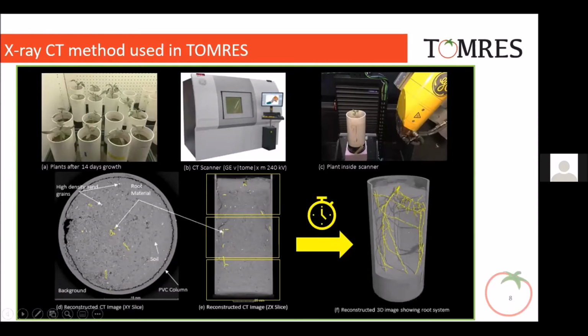So once we have our plants grown and ready to be scanned, this is a picture of one of our CT scanners. It's basically just a big lead-lined box to protect the operator in the lab from any of the X-rays escaping. And then inside the scanner, there's an X-ray source, where you put your sample, and then there's a detector panel just out to the side. And we take a series of X-ray images as the sample rotates around 360 degrees.